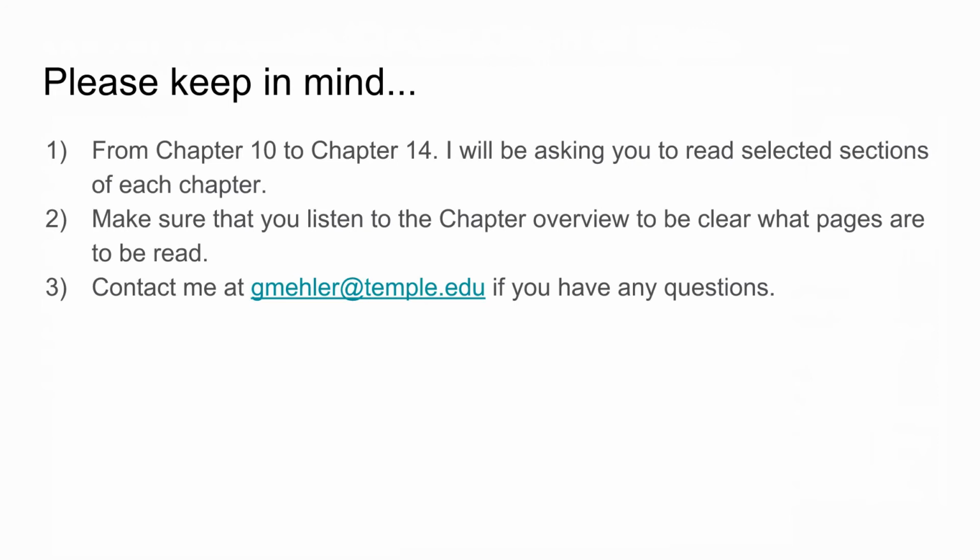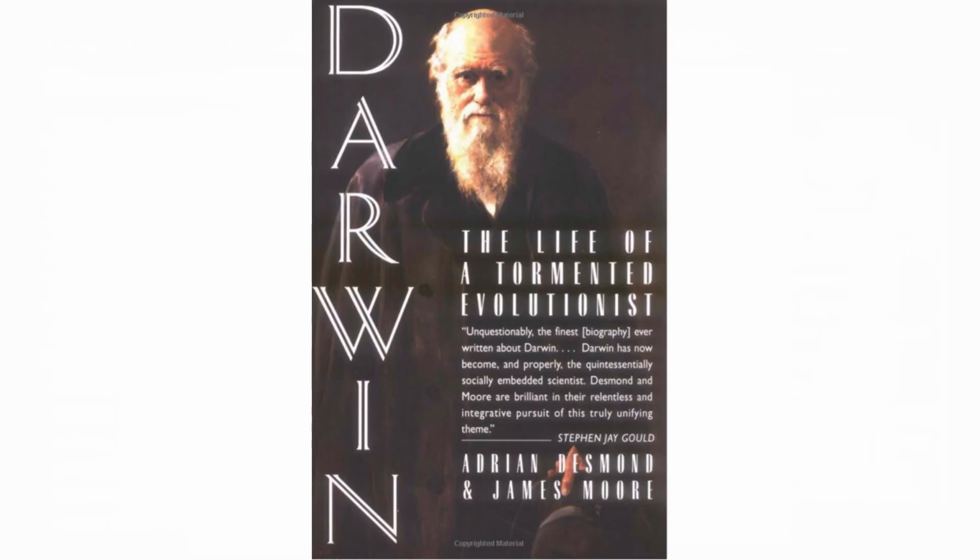The last thing I'd like to do is mention that there are quite a number of biographies of Charles Darwin. And I've read a number of them, but I think this one is probably the best. If you have a chance for summer reading, it's called Darwin, The Life of a Tormented Evolutionist. Unquestionably the finest biography ever written about Darwin, as this reviewer said, Stephen Jay Gould, a famous Harvard biologist. It's written by Adrian Desmond and James Moore. And if you really want to learn about Darwin the person and the type of person he was, I think you'll find it really interesting.